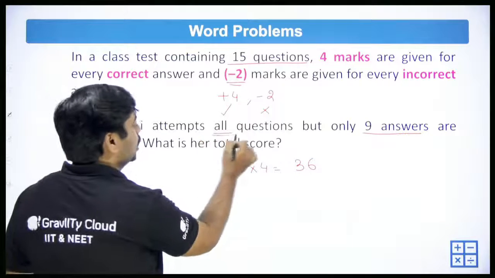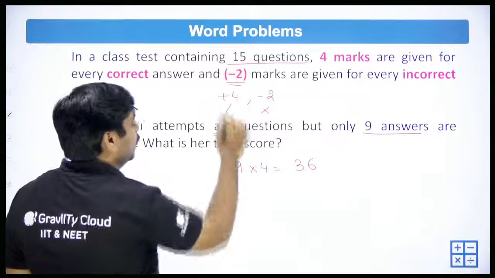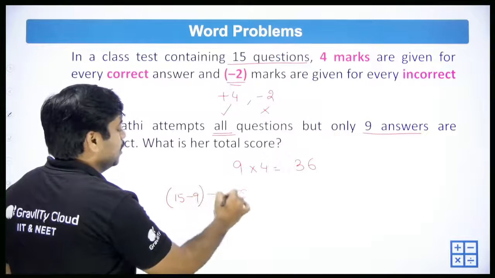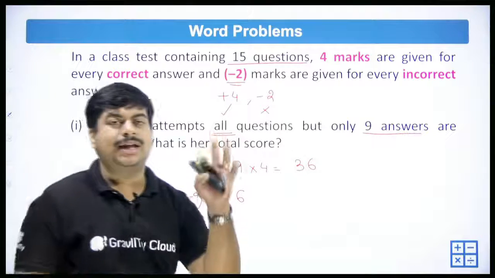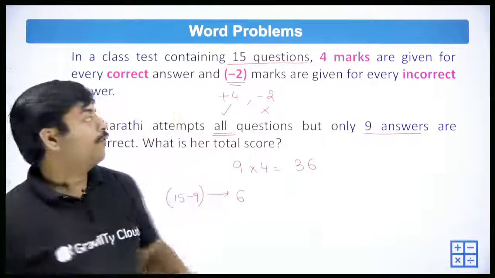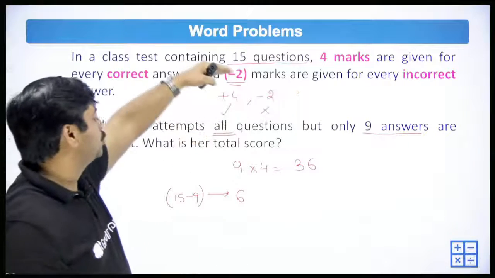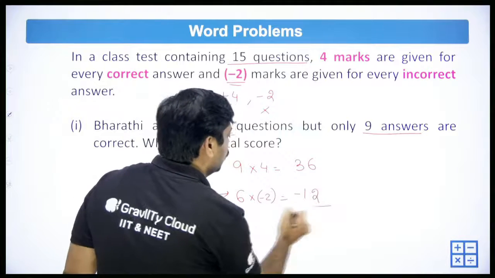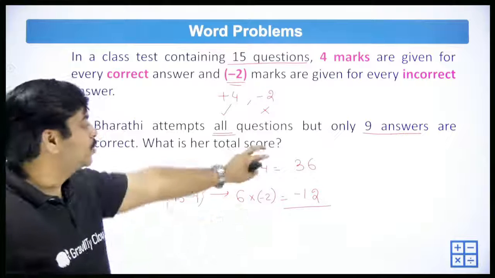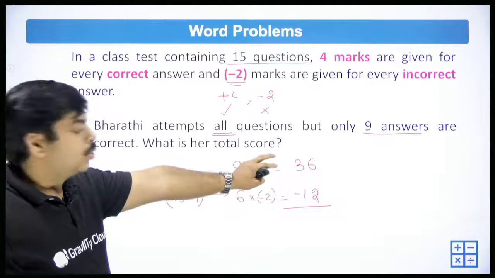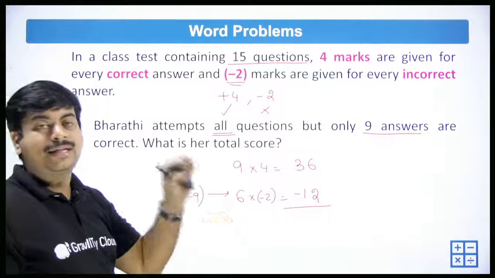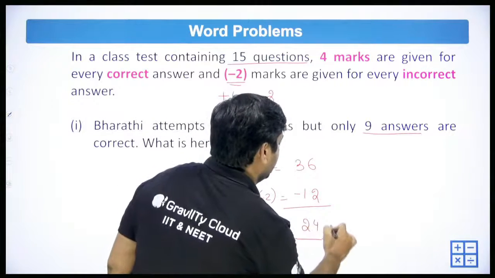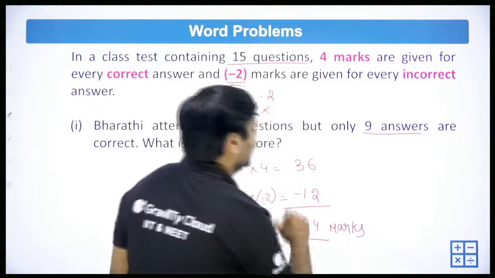But as she is attempting all the questions, out of 15, 9 are correct. So 6 are wrong, 15 minus 9. For every wrong answer, you are having minus 2 marks. So 6 into minus 2 will give you minus 12 marks. Now your final score will be the addition of these two, 36 and minus 12. You'll be having 24. See, 24 marks is her final score.